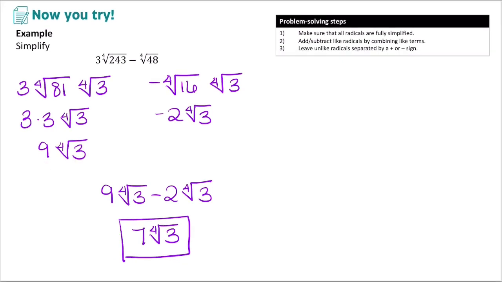Minus the fourth root of 48 turns into negative fourth root of 16 times the fourth root of 3. The fourth root of 16 is 2, so we have negative 2 times the fourth root of 3. So 9 times the fourth root of 3 minus 2 times the fourth root of 3. 9 minus 2 gives me 7, so I have 7 times the fourth root of 3.